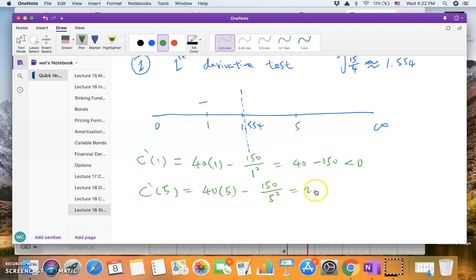And when w equals 5, the first derivative equals 40 times 5 minus 150 over 5 squared. So that is 200 minus 150 over 25. So that is 194. The derivative is positive. And because we know if the derivative is negative, the function is decreasing. And if the derivative is positive, the function is increasing.